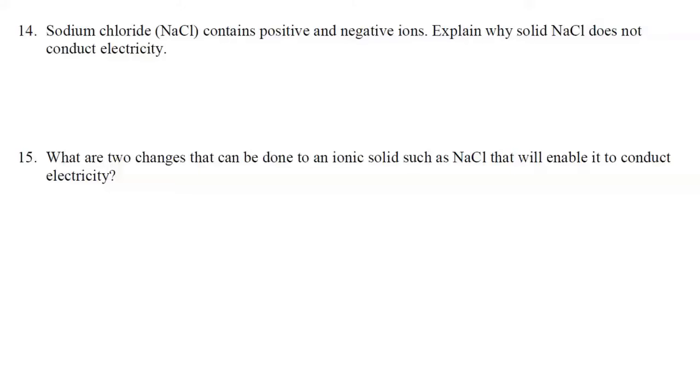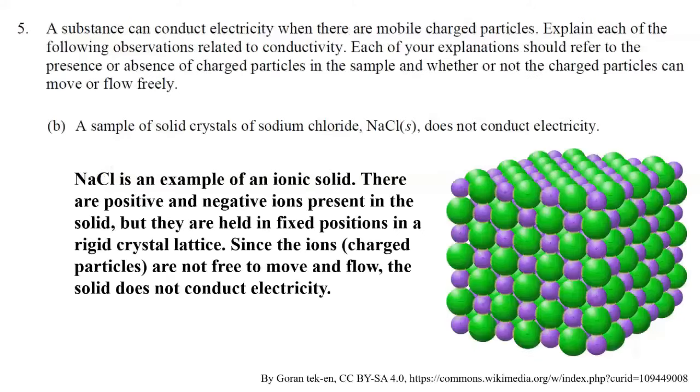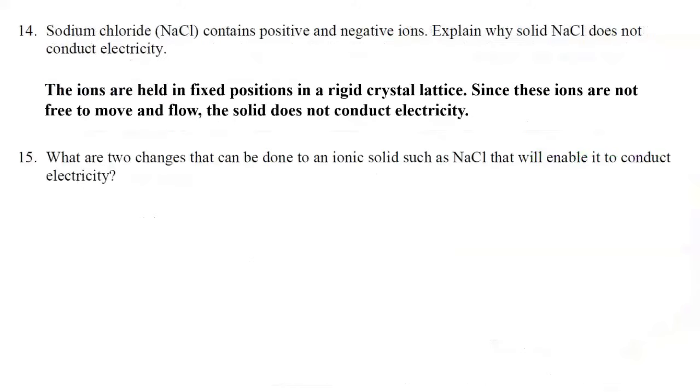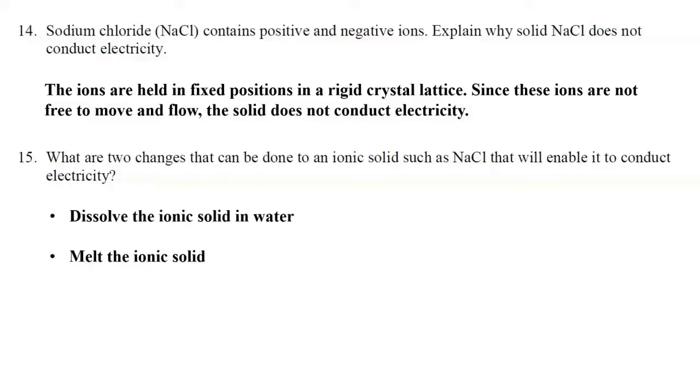You may recall in an earlier video, we were talking about why certain chemicals behave as electrolytes or non-electrolytes. The ions are present, but they are locked in that rigid crystal lattice, and they are not free to move and flow. So number 14, the ions are held in fixed positions in a rigid crystal lattice, and they are not free to move and flow. So the solid does not conduct electricity. The 2 things that you could do to get those ions moving is to either dissolve the ionic solid in water, or you could melt the ionic solid and turn it into a liquid so that now the ions are free to move and flow.